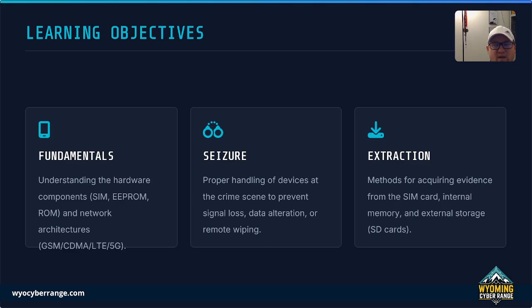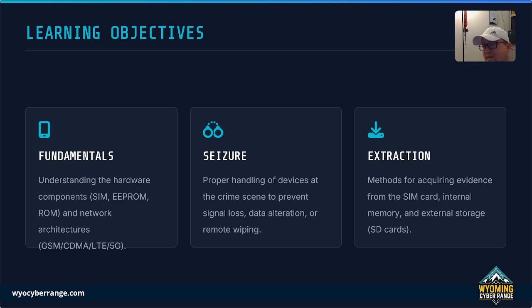Next, we're going to be covering seizure. We're going to be focusing on proper ways of handling cell phone devices to prevent things like signal loss, data alteration, or remote wiping. And then finally, we'll be reviewing extraction methods for acquiring evidence from SIM cards, internal memory, and external SD cards.